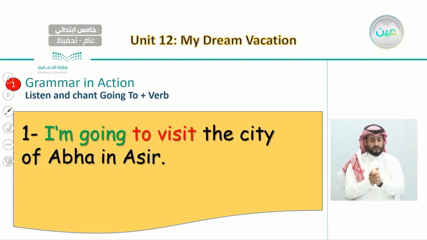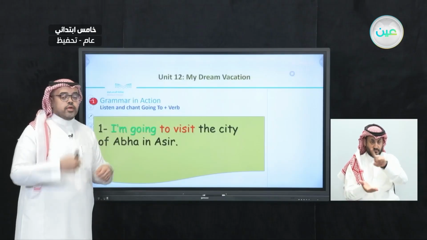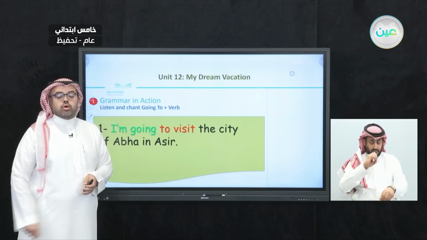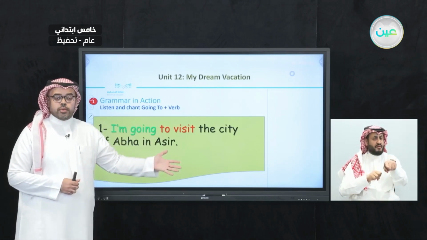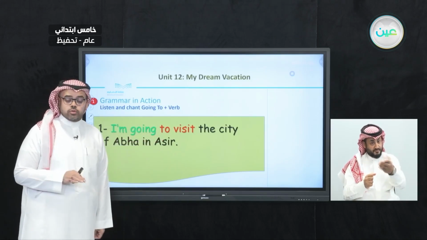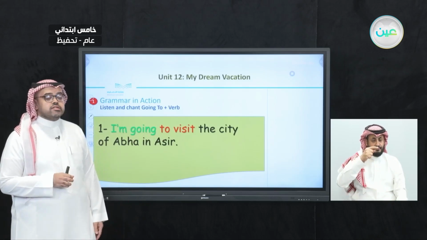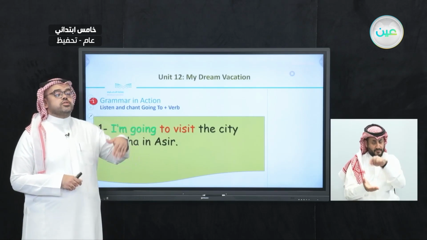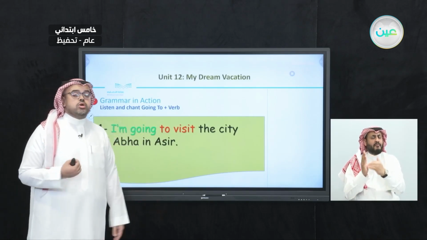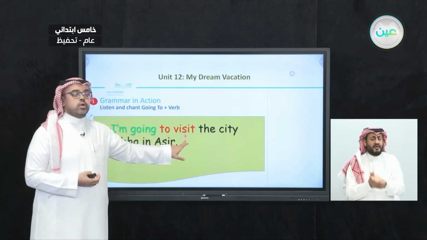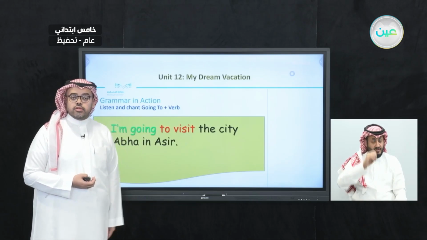So going to here is not like we are going to a place. For example, when we say I'm going to school, or I'm going to the mall, or I'm going to the supermarket. No, here going to has a different use. Going to here has a different use, and that use is to talk about something that you are planning to do, to talk about something that you want to do. And this is why we add a verb after this sentence.